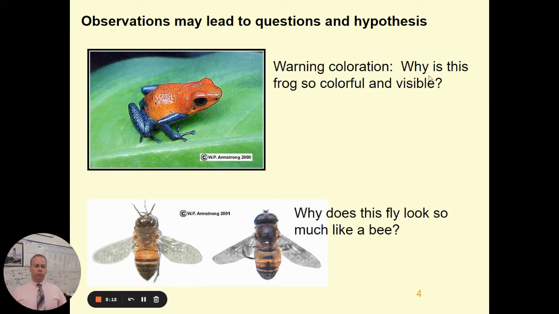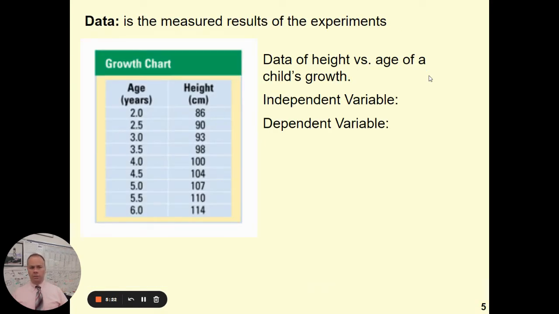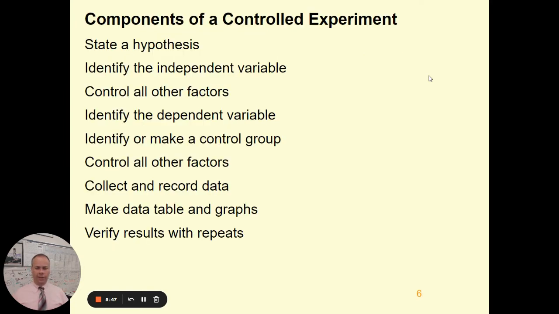And so when we observe nature, this often leads to questions, and those questions can often lead to hypotheses, which can be tested in an experiment. And that's done in collecting data. Okay, so data is the measured results of our experiment. So if I'm looking at this chart, we have age and we have height. Age is in years, height is in centimeters. And so in this case, the independent variable would be the age, and then the dependent variable would be the height. And I'm measuring the height of people at different ages.